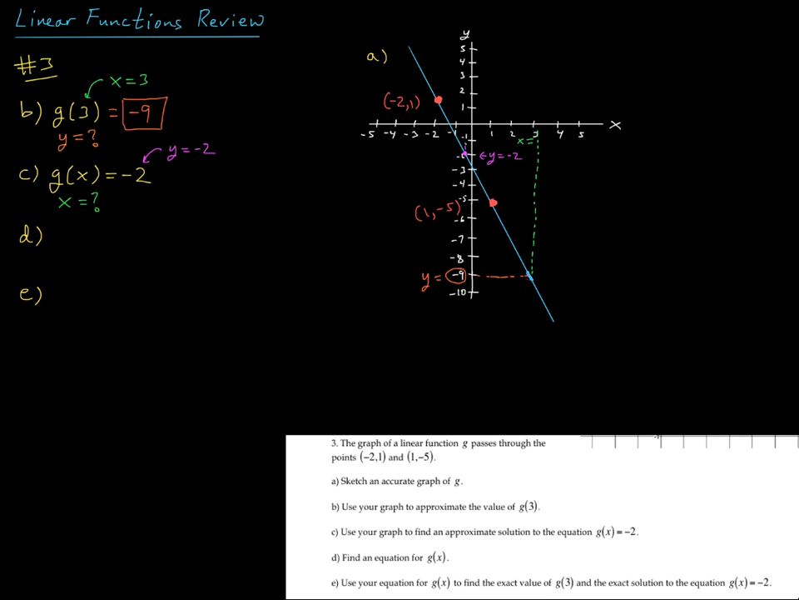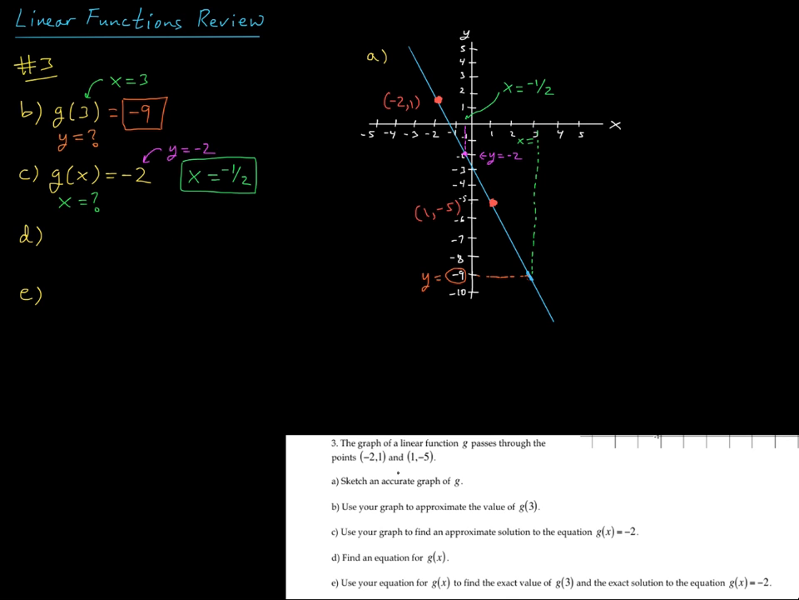So now if I go up, it appears that x is, at least approximately, -1/2, right? We're between -1 and 0. It looks about midway, so x equals -1/2 seems like a pretty fair approximation there based on our picture.